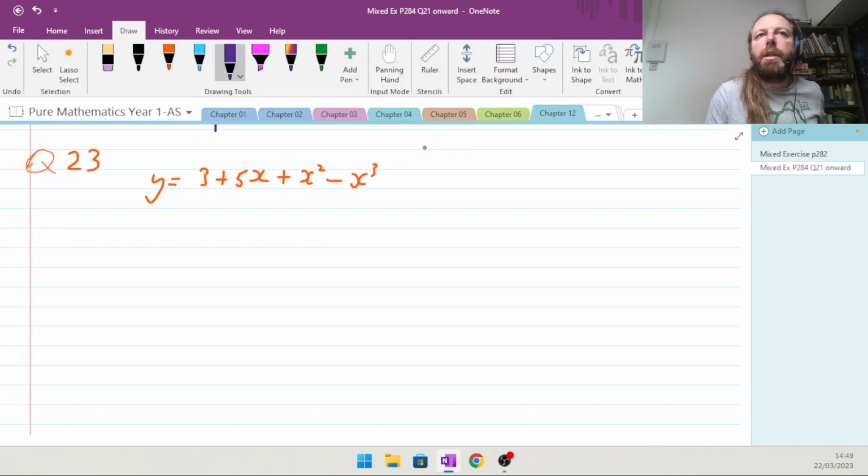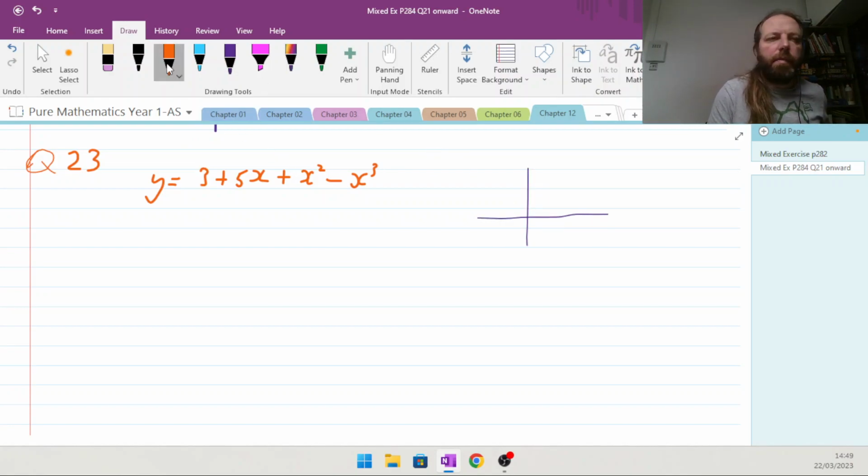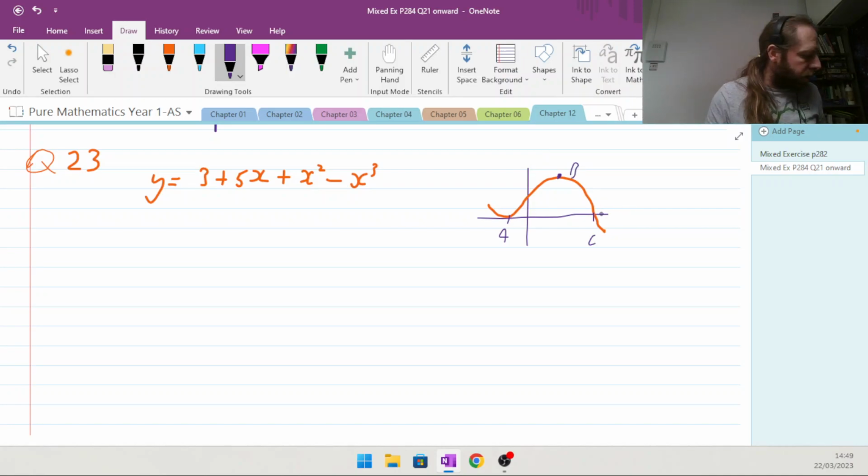They've given us a little picture, which looks something like this. It comes down here, it touches there, crosses there and goes there, and they are saying that this point here is A, this point here is C. They have marked a B, which I presume we're going to use later, and they want us to show that this point here is 3, 0.